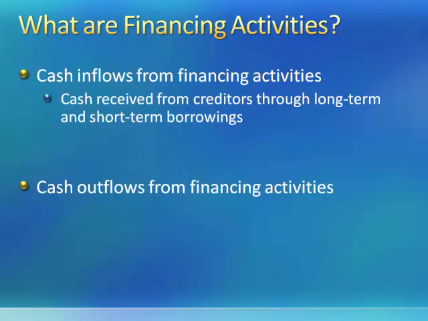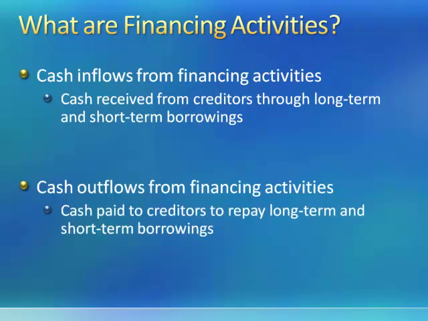First, cash received from creditors through long-term and short-term borrowings will be included in the financing section. If we borrow money from creditors, we would have a cash inflow that would be reported in the financing activity section. When we repay the creditors for the borrowings, that would be included in a cash outflow in the financing section. However, interest is not included in the financing section.